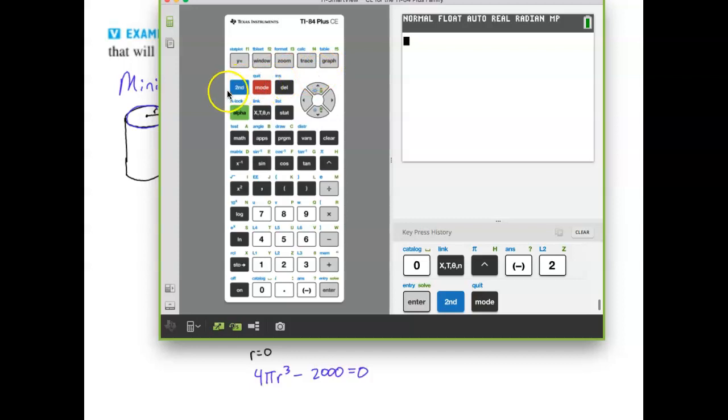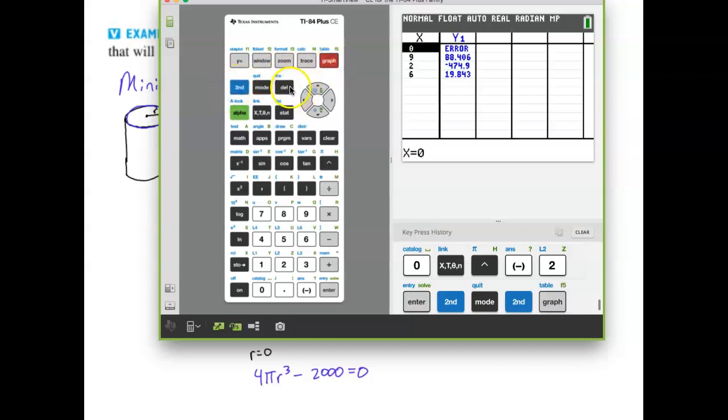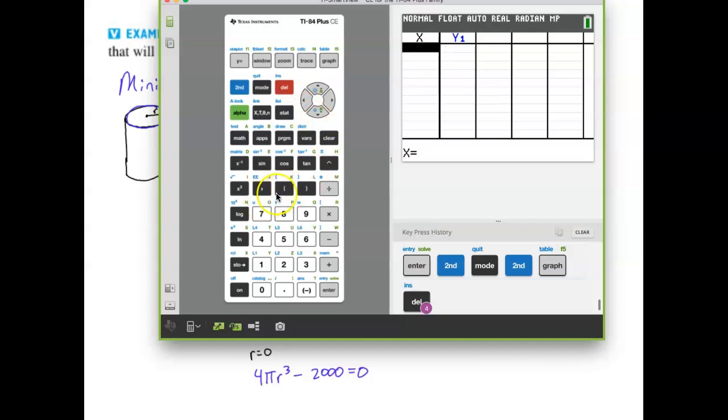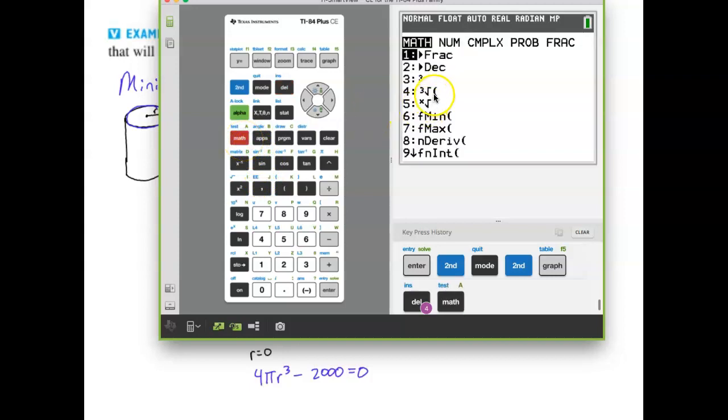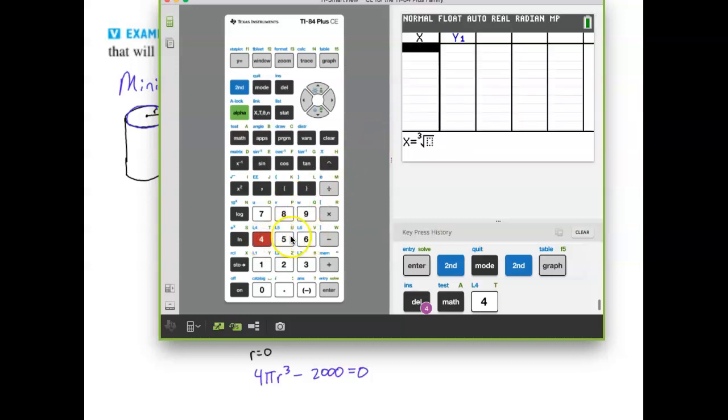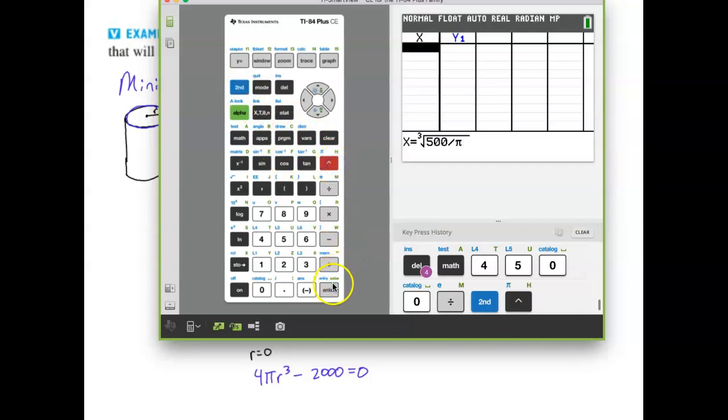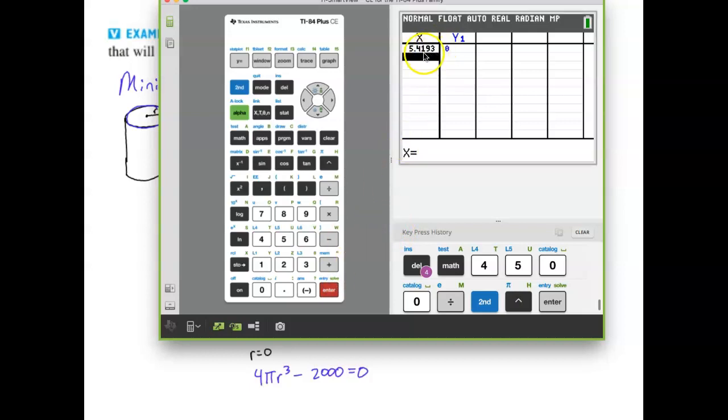So first, let's go to our table. Do you guys know how to find the cube root in your calculator? It's in math. It's the fourth option down. So I do the cube root of 500 over pi. I already know that that should be 0, right? And it is. But honestly, I had no idea what the cube root of 500 over pi was approximately, which is why I did it there.